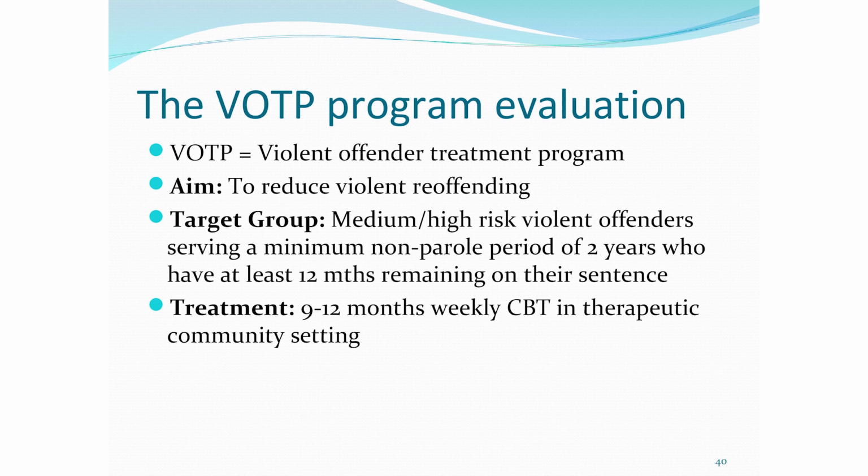Obviously, it's there to reduce violent reoffending. The target group are medium to high-risk violent offenders who are serving a minimum non-parole period of 2 years and who have at least 12 months remaining on their sentence. And the treatment, notice the difference between the intensity of treatment with this group and the DV equips treatment. So these people get 9 to 12 months of weekly CBT in a therapeutic community setting.